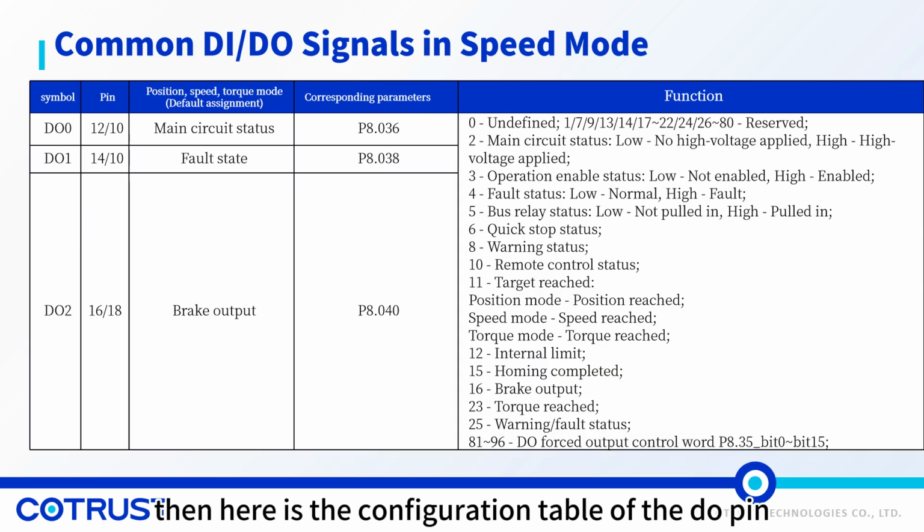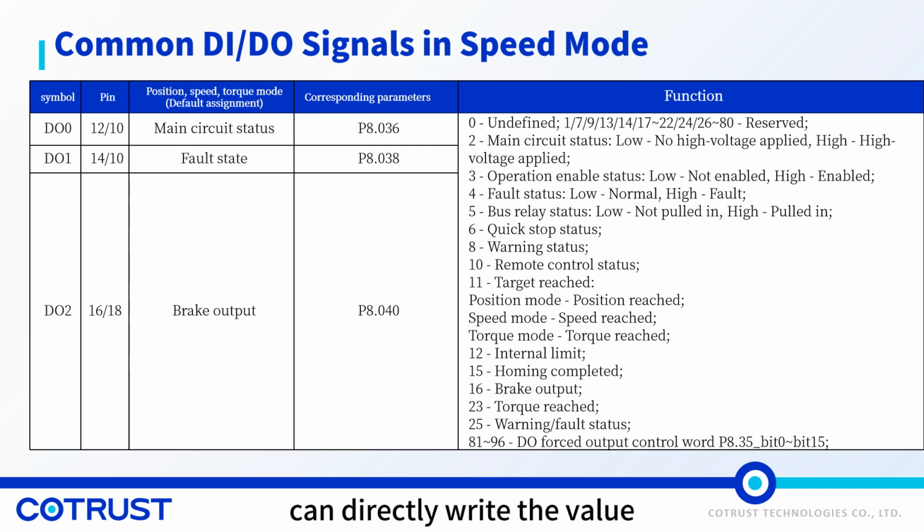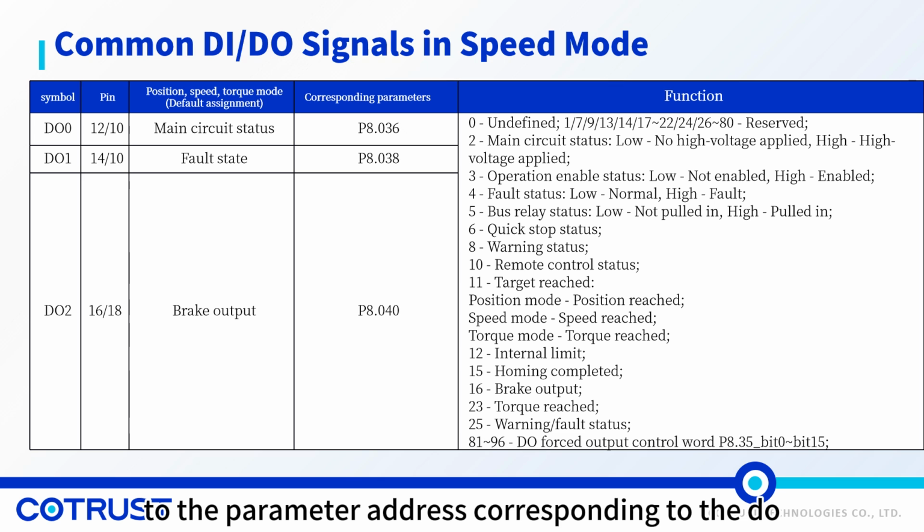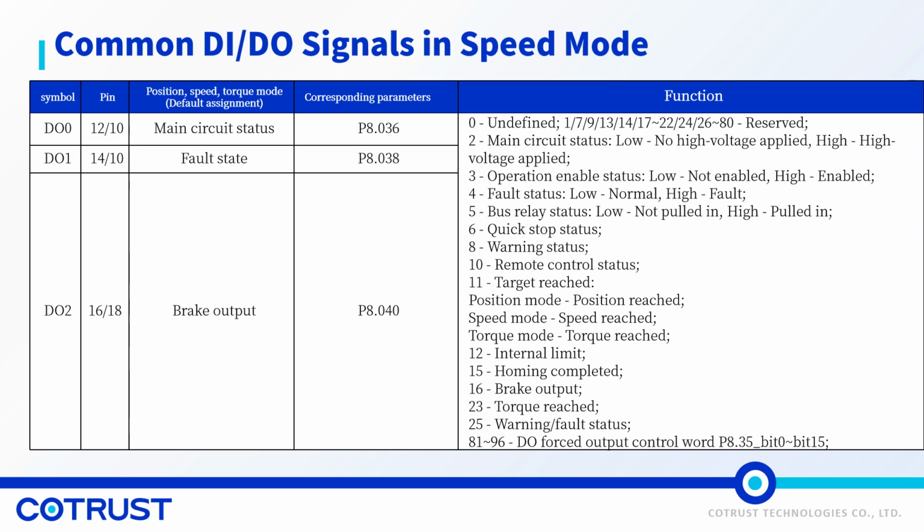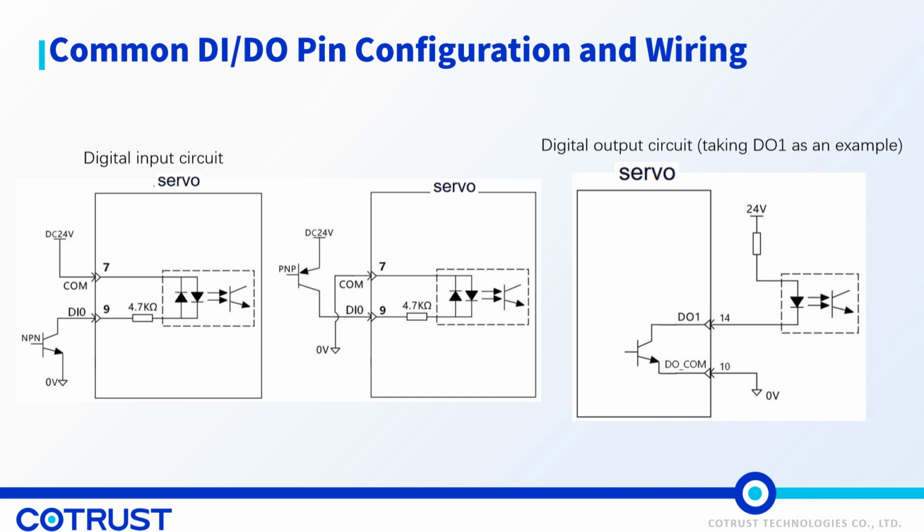Then here is the configuration table of the DO pin. Which function you need, you can directly write the value of the corresponding function to the parameter address corresponding to the DO. Here are the wiring diagrams of the digital input and digital output circuits. The input supports NPN and PNP types, and the output only supports NPN types.